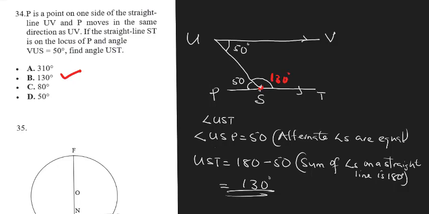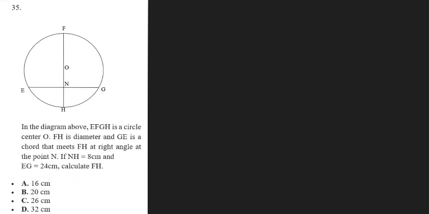Let's move to the next question. All right, number 35. We have a diagram here. The question says, in the diagram above, EFGH is a circle center O. If FH is a diameter and EG is a chord that meets FH at right angle at the point N. If NH is 8 centimeters and EG is 24 centimeters, calculate FH. So this is the diameter FH, right? And we know a diameter is a line that cuts across the center from one part of the circumference to the other part of the circumference.